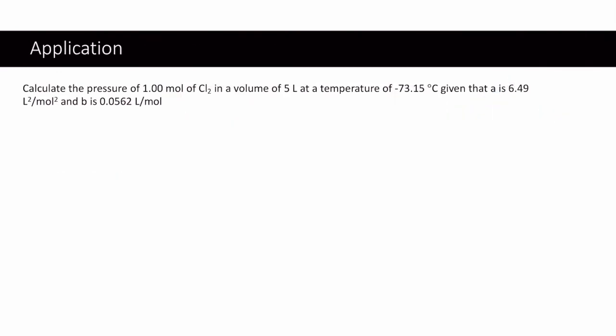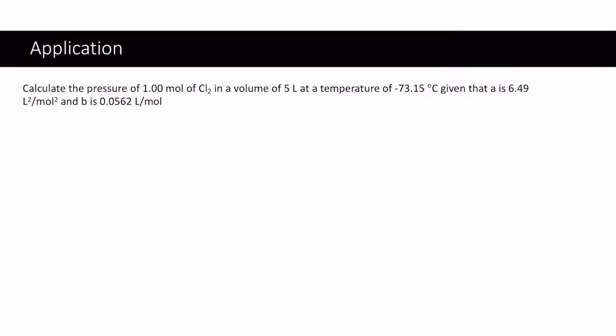Let's try an application question. The question states, calculate the pressure of 1 mole of chlorine in a volume of 5 liters at a temperature of negative 73.15 Celsius. Given that A is 6.49 and B is 0.0569. Pause the video and try this for yourself first.